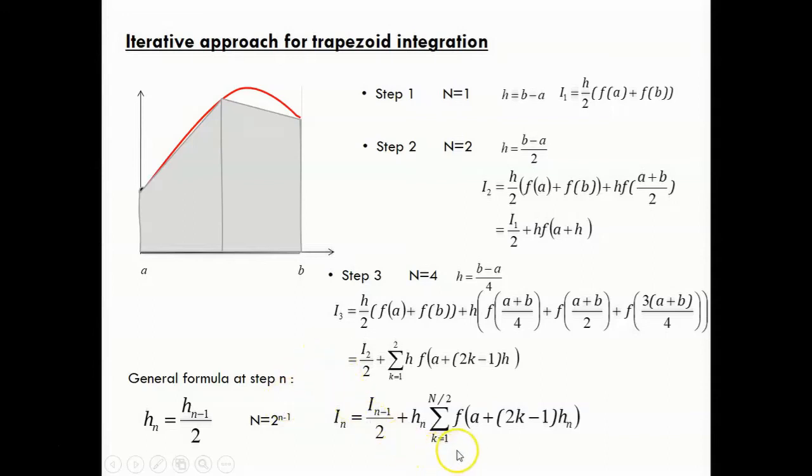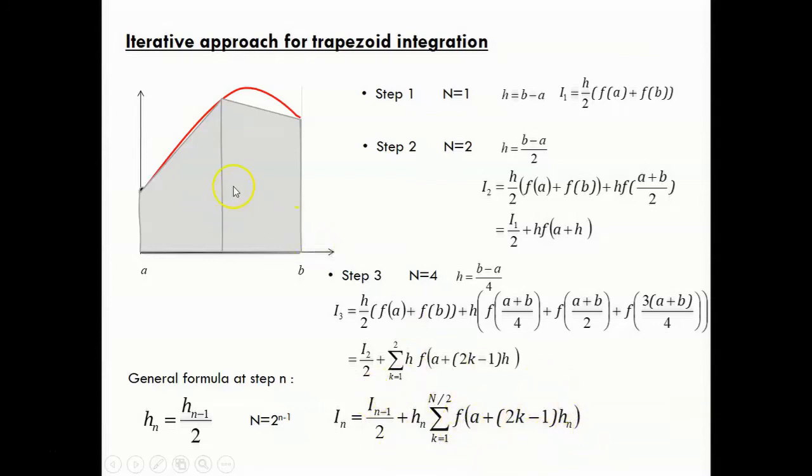Now for the general iteration at any step n, we find exactly the same expression that we found for the rectangle approximation. So we divide the spacing by 2, and this is exactly the same expression. So it's the previous integral divided by 2 plus the sum of the odd terms from k equals 1 till n over 2 of h f of a plus (2k minus 1)hn. It's exactly the same expression.